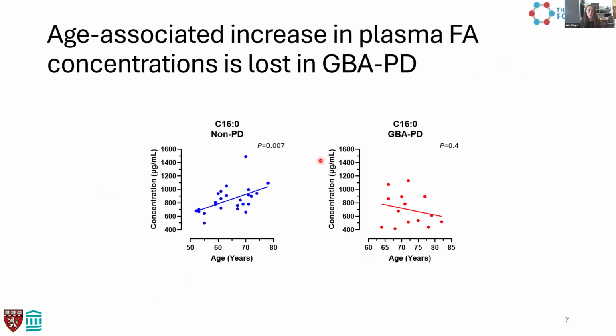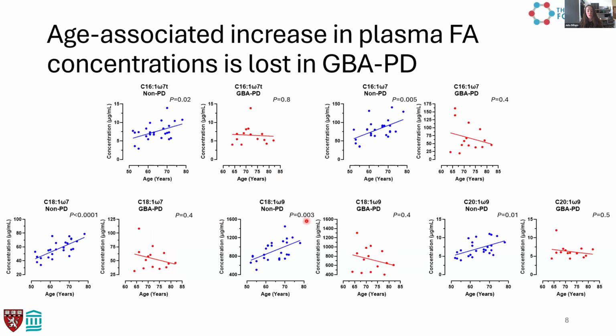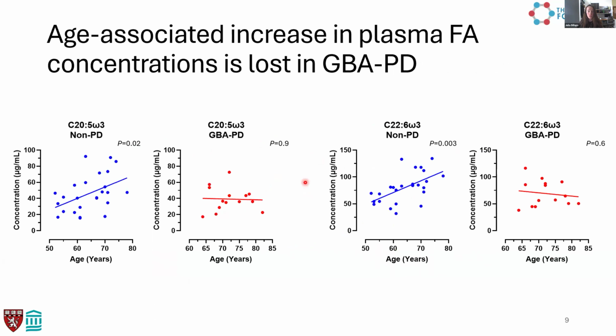We found this when we looked at the significant positive correlations between different fatty acids and age for the saturated fats, where again it is lost in the GBA-PD samples, for monounsaturated fats, and also for polyunsaturated fats. So it is unlikely that the trend that we're seeing is driven by age. And again, we'll be able to look in our validation cohorts to see if we see something similar in larger sample sizes.